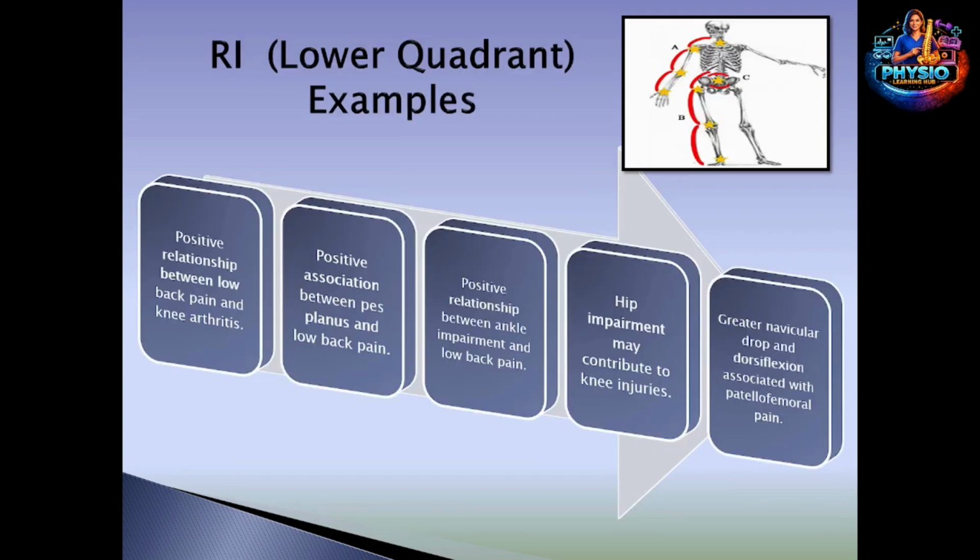Regional interdependence, lower quadrant examples. Positive relationship between low back pain and knee arthritis. Positive association between pes planus and low back pain. Positive relationship between ankle impairment and low back pain. Hip impairment may contribute to knee injuries. Greater navicular drop and dorsiflexion are associated with patellofemoral pain.